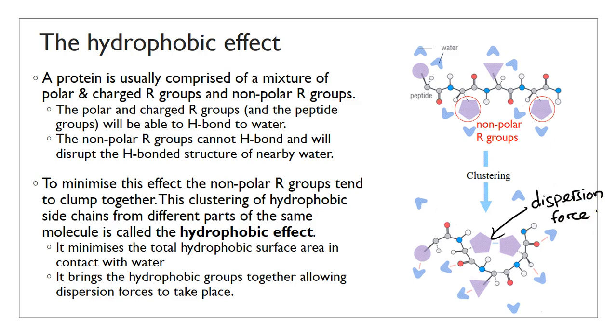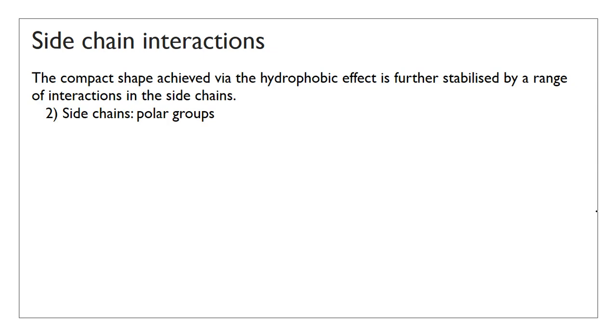Especially if you have multiple nonpolar side chains, it can do a lot of, I wouldn't say damage, but it can significantly impact the shape of the polypeptide chain. And essentially, if you have multiple hydrophobic effects and dispersion forces, that's going to cause the shape to be quite compact. And this shape is further stabilized by a range of other interactions in the side chains.